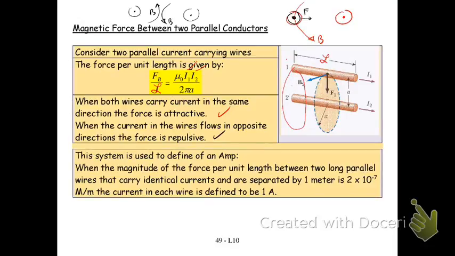You know, this system is used to define the amp. Here's a little bit of an aside. There's a thing called the National Institute of Standards and Technology. It's in Gaithersburg, Maryland, and they earn their money by basically measuring fundamental constants.